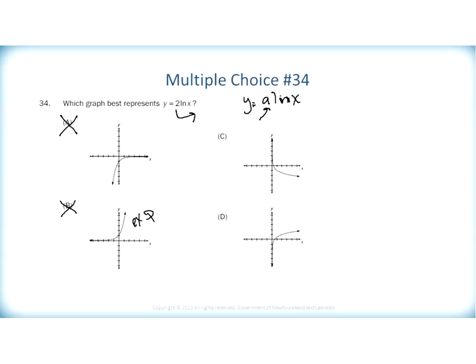A cannot be our option because it has a y-intercept. And we know that log functions do not have a y-intercept. We also, here we have a decreasing log function. And this one here is increasing. And so our answer would be D.